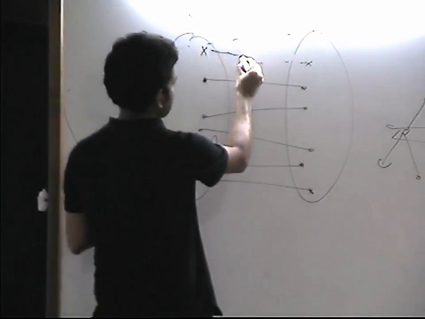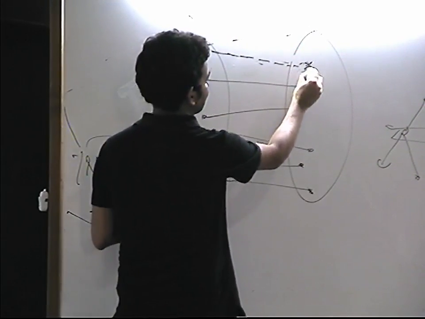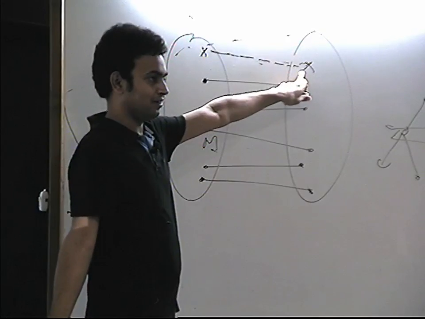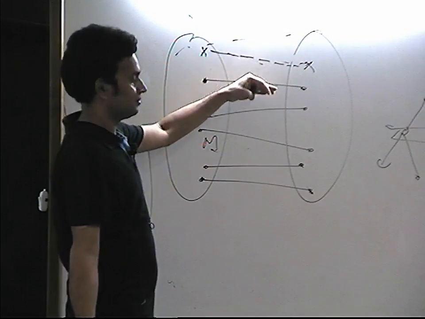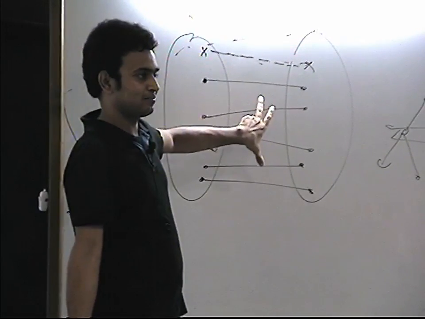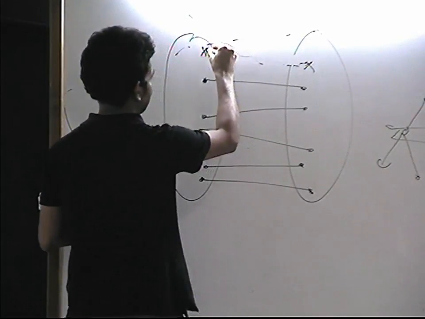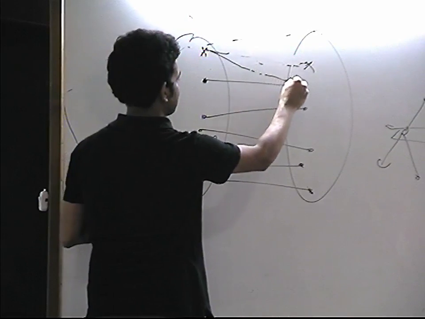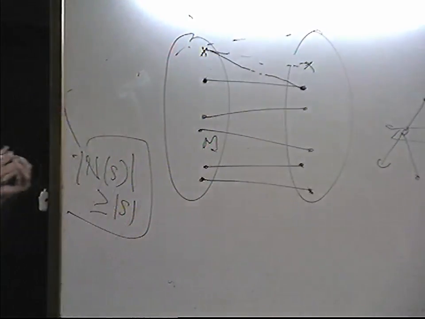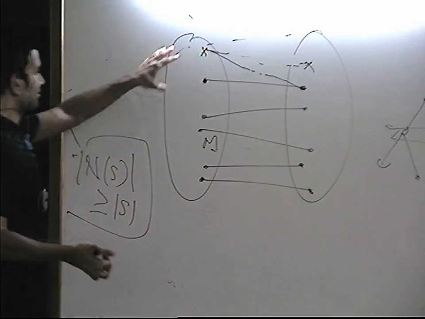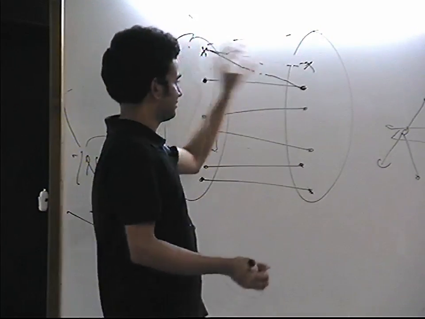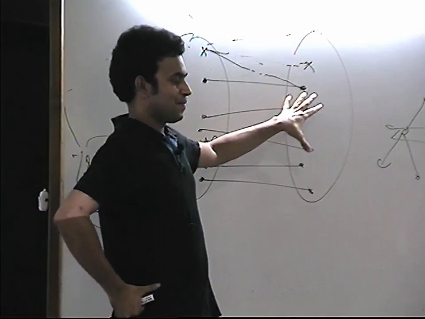If this somebody happens to be unmatched, then I will say I have a contradiction. This was not the maximum matching in the graph. So let's say this somebody is already matched. Let's say I go here. So now we start a game, sort of. This person has a volleyball. He throws it to the person he knows.